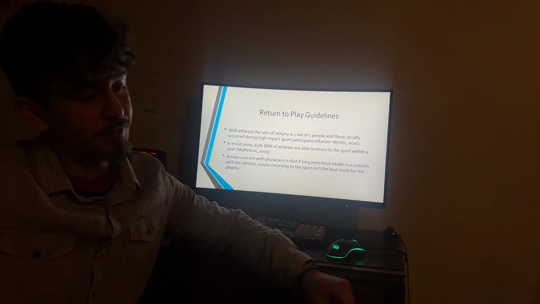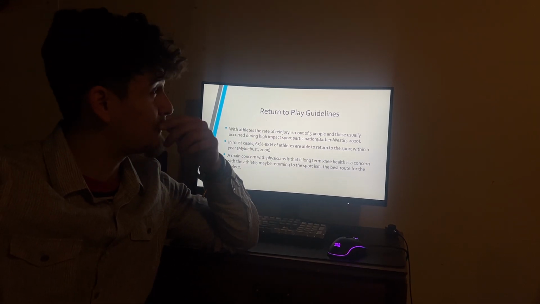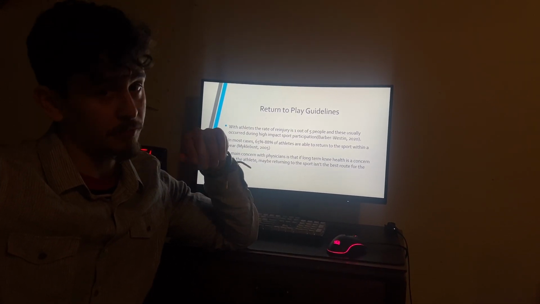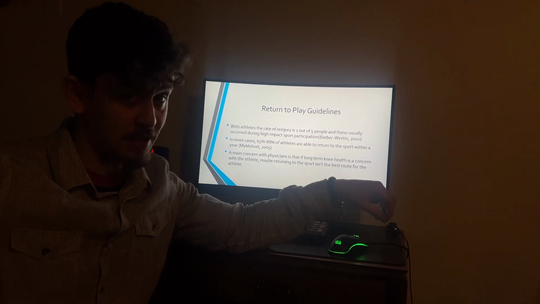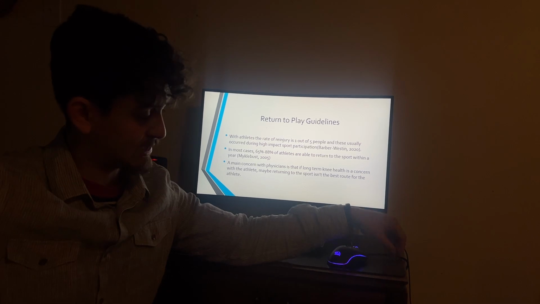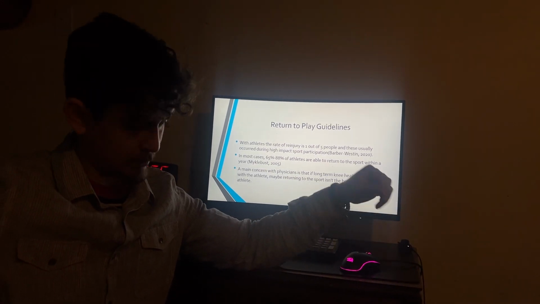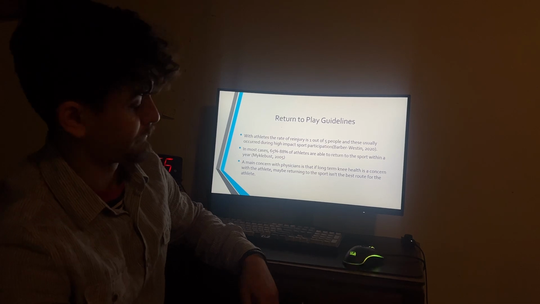The main concern with the physician is, while they may be able to give them that rehab, their concern might be long-term knee health, that they want to maintain that knee the way it is even after the injury. Is it even worth it to participate back in the same sport? Because there's a chance, like I said before, that they could re-injure it and make their situation even worse.